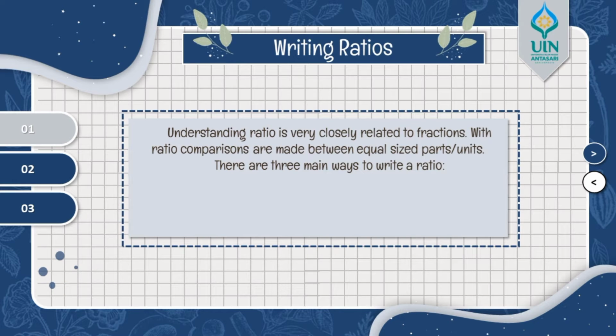Understanding ratio is very closely related to fractions. With ratio, comparisons are made between equal size parts or units. There are three main ways to write a ratio. The first, word form. To write it in word form, you write the word "to" in between the numbers. For example, we want to compare 1 with 3, so the ratio is 1 to 3.